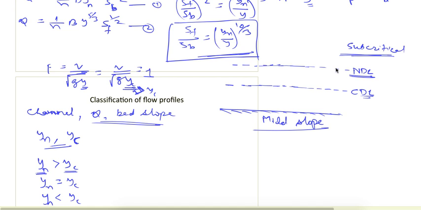So in mild slope, the NDL is at the top and the CDL is below it. The zone above the NDL we define as zone 1, the zone between NDL and CDL as zone 2, and the zone below CDL as zone 3, and mild slope we represent as M. So if a flow profile is on the mild slope and in zone 1, we denote it as M1, and similarly if it is in zone 2, M2, and M3.